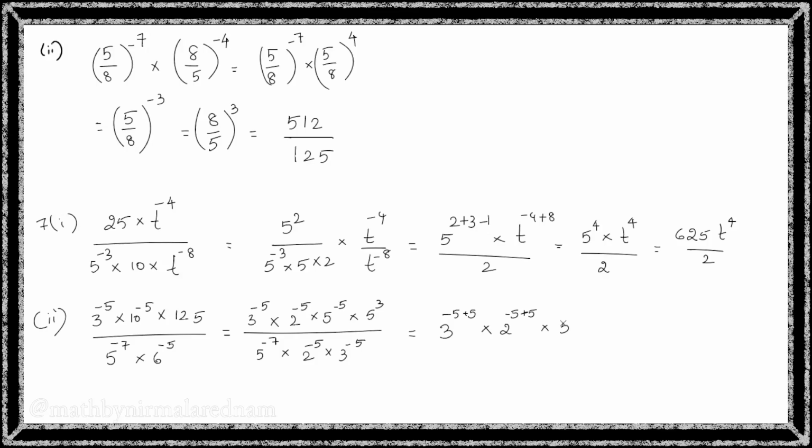Now let's look at 5. I have minus 5 plus 3, and the 7 in the denominator, when it goes to the numerator, will become plus 7. Correct? No, there's only 1 over here, plus 7. Okay? So now 3 power 0 is 1, 2 power 0 is 1, and I have 5 power 5. So that is the final answer.